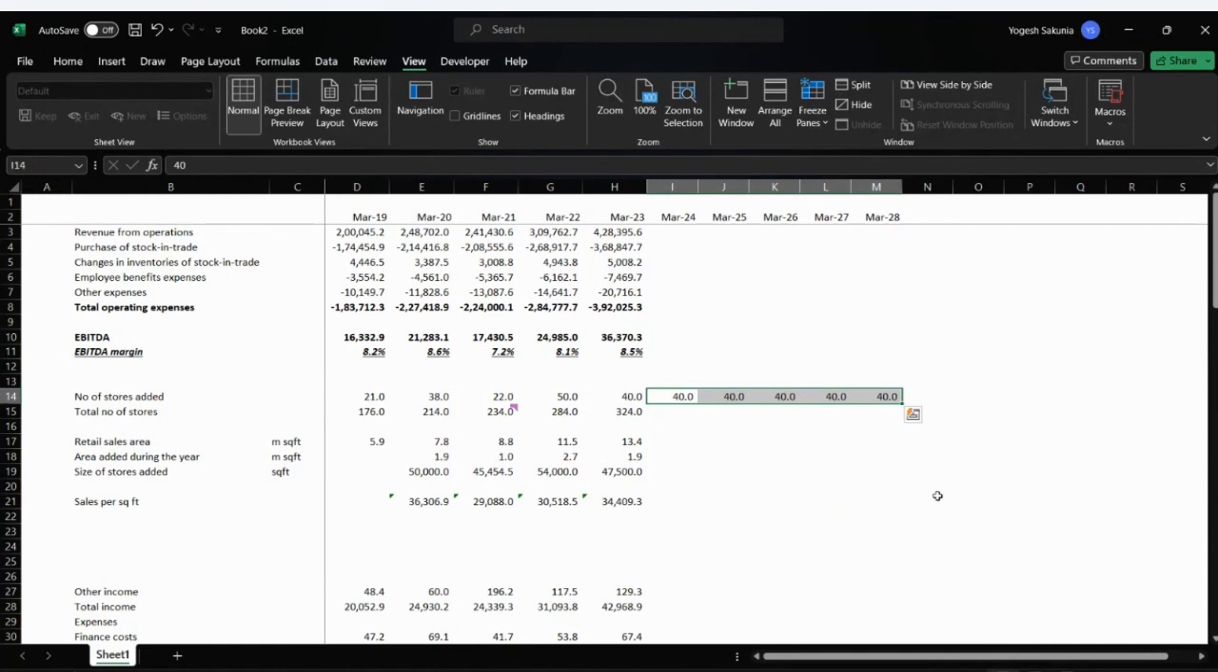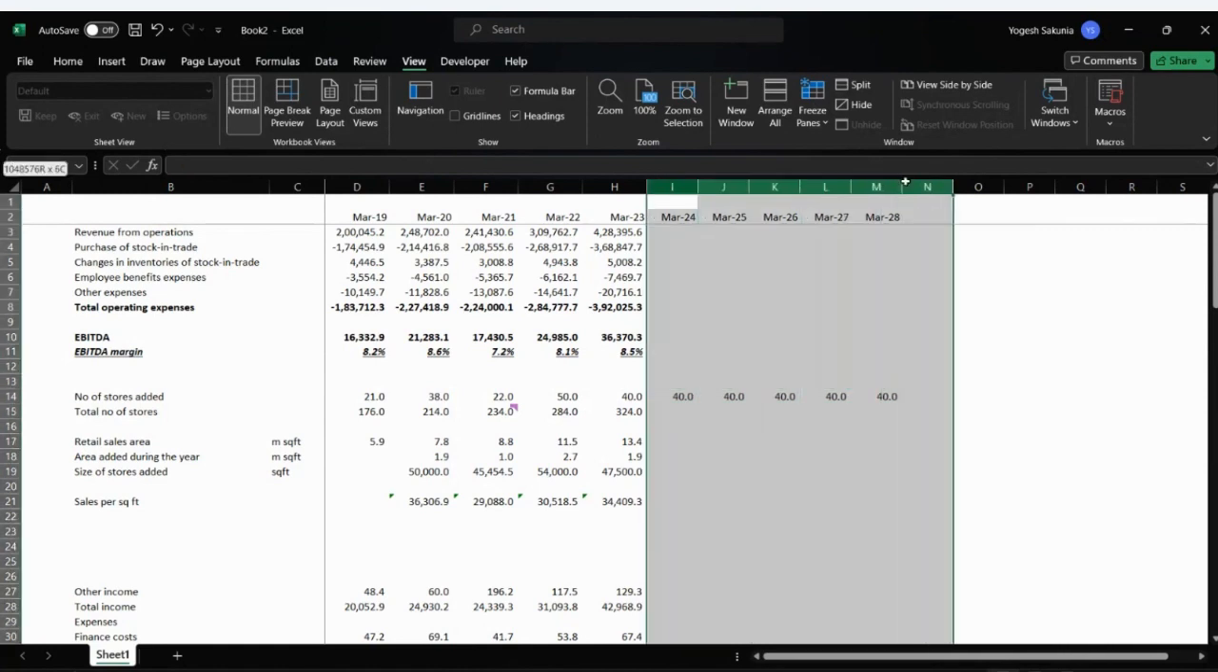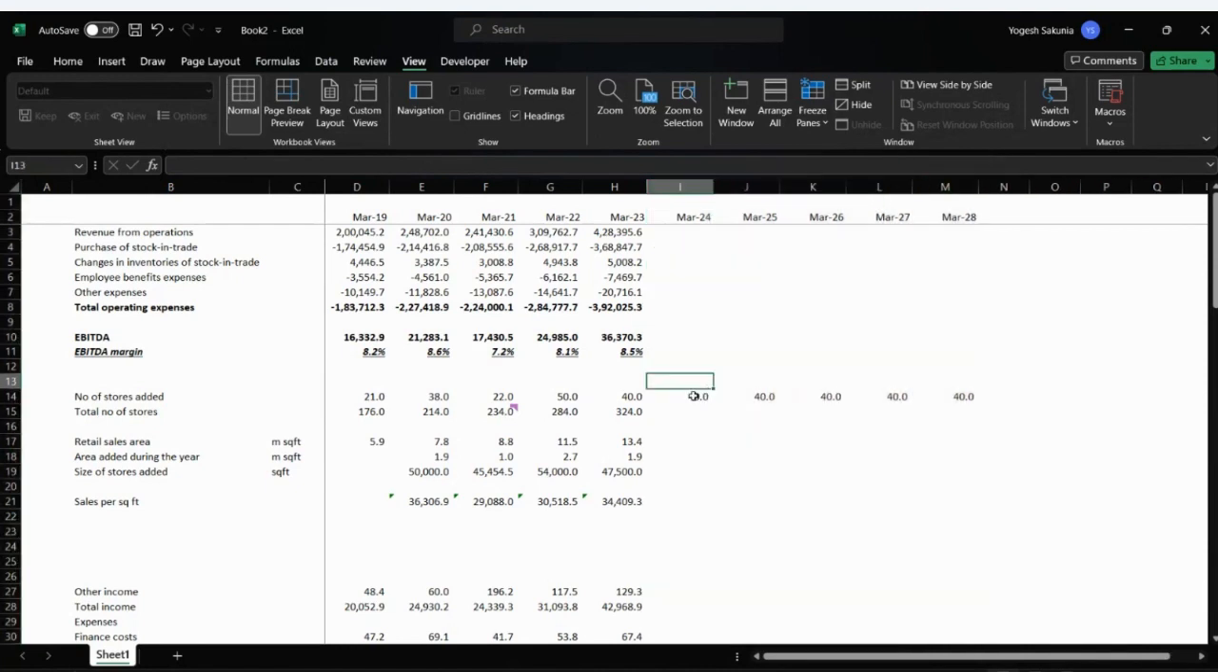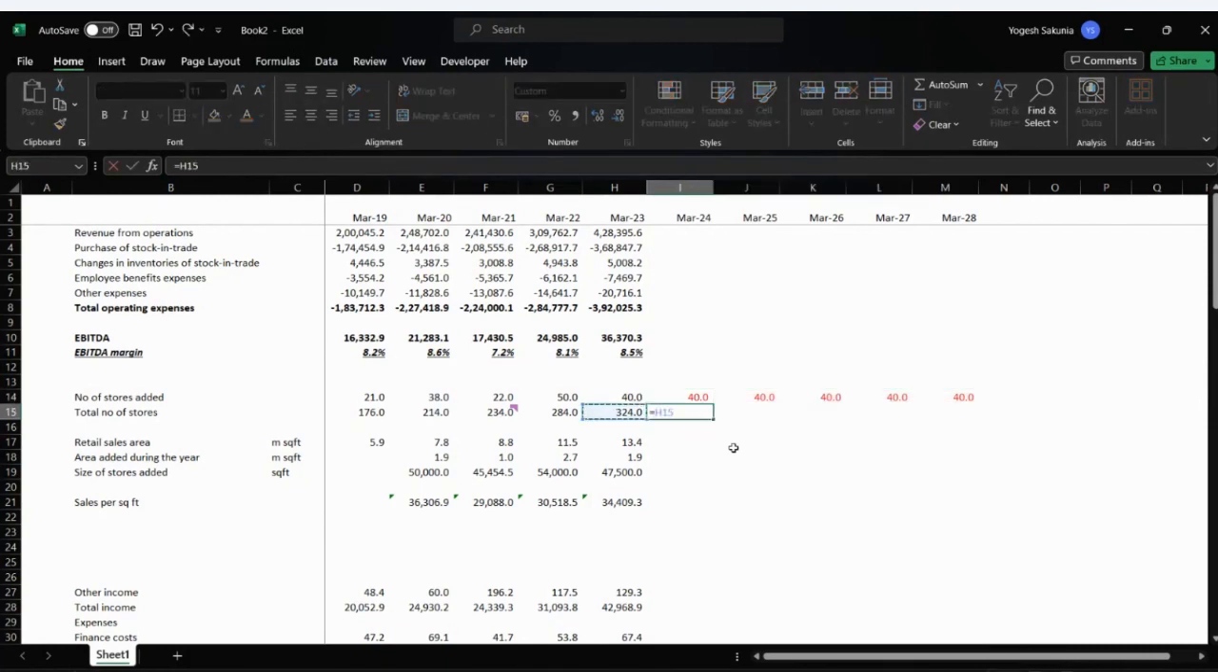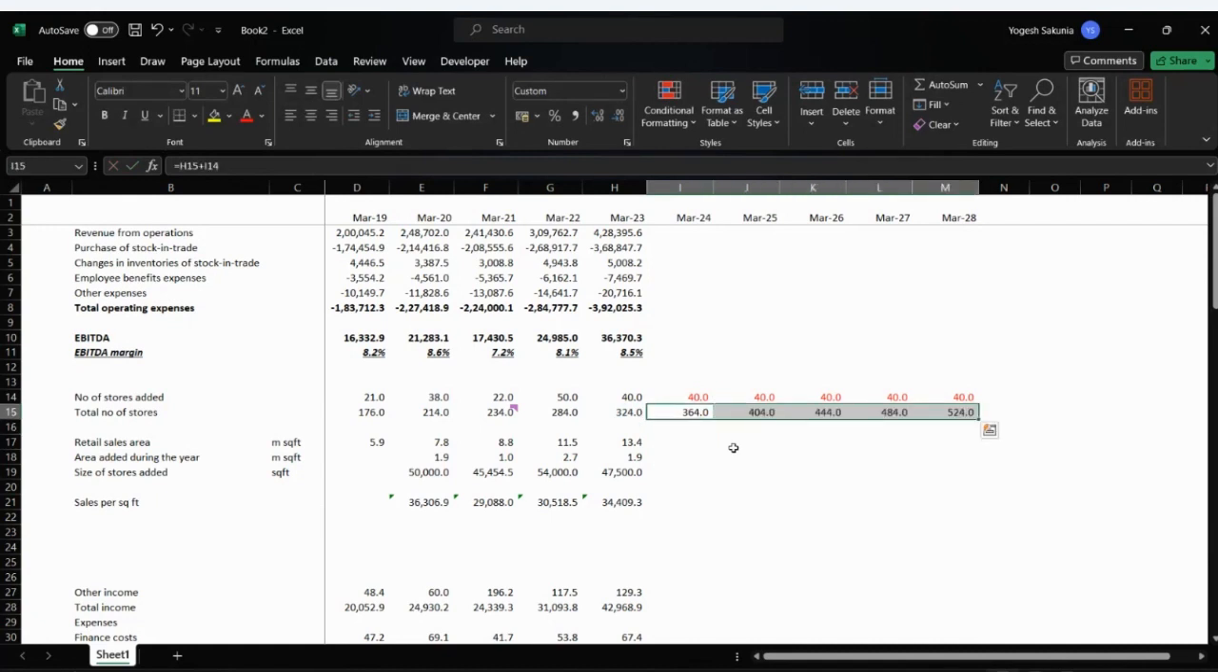Currently, you're not an expert in the industry. If you were an expert in the industry, then you would have put in your thought also before putting this 40. But currently, it's not there, so we just stick to 40 store additions every year. And because it is our assumption, we're going to just make it red in color. So last year's stores plus this 40 gives you the next year's stores, and this is the number of stores going forward for the next 5 years.